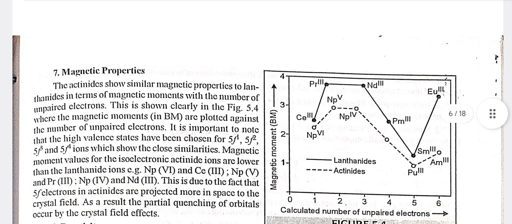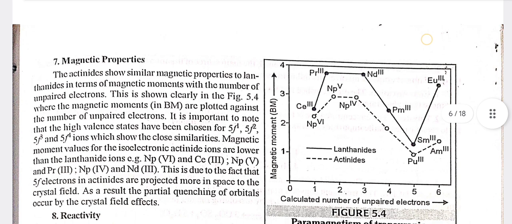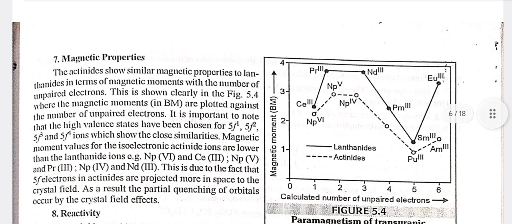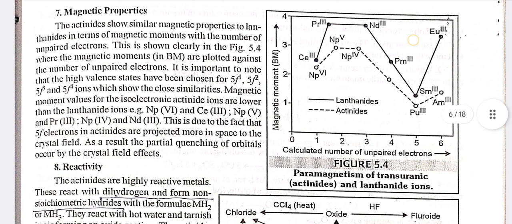Magnetic properties. The actinides show magnetic properties similar to lanthanides in terms of magnetic moments with the number of unpaired electrons. This is shown where the magnetic moments are plotted against the number of unpaired electrons.